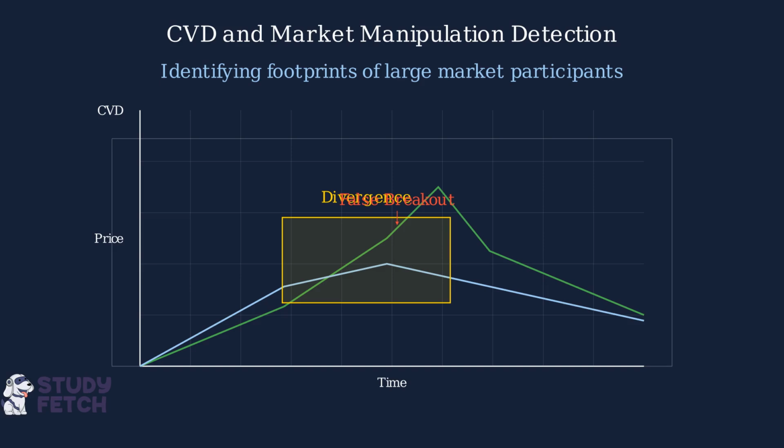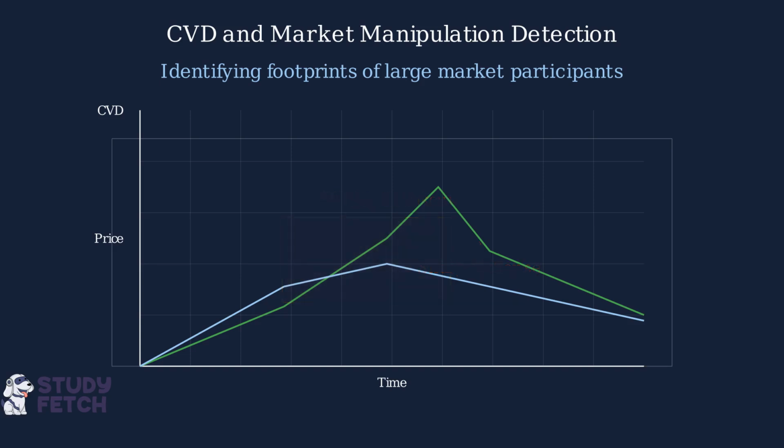This creates a false breakout, a classic manipulation pattern where large players push the price up artificially while their actual buying volume doesn't support the move. After luring in retail traders, the manipulators exit their positions, causing a sharp collapse as the price returns to levels supported by actual buying interest.